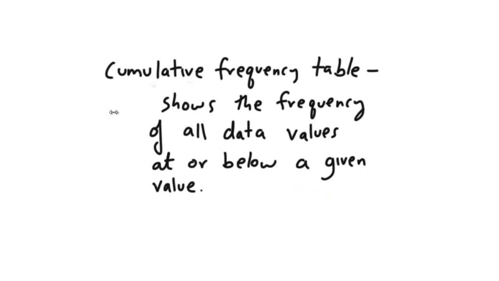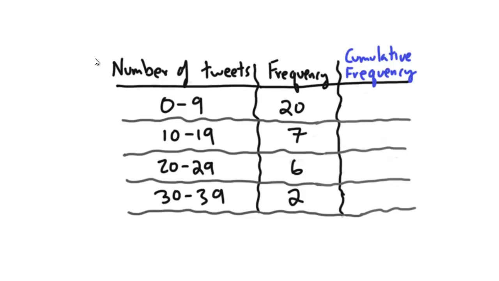Okay, so the last concept for this lesson is called the cumulative frequency table. And the definition is the cumulative frequency table shows the frequency, right, or the number of occurrences of all data values at or below a given value. Okay, so now let's take a look at this example where we have the number of tweets for the first column, the frequency for the middle column, and we have to find the cumulative frequency in the third column.